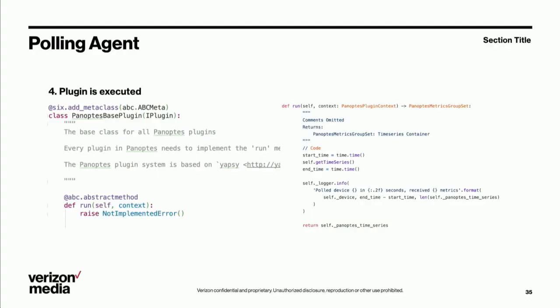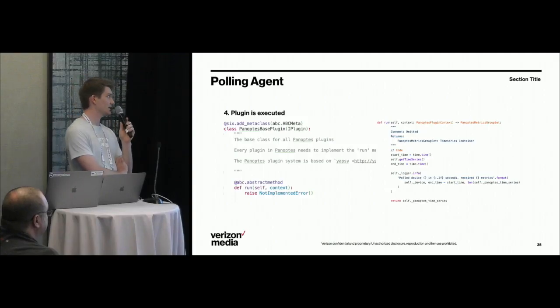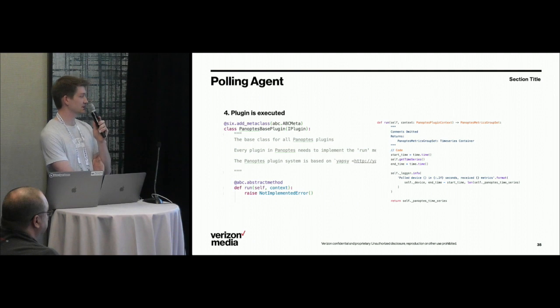So next thing that happens, it checks to make sure that the plugin is able to be executed. So it checks the last execution time and makes sure that the execution frequency has passed. So 60 seconds, it makes sure that at least 60 seconds has passed since the plugin was last executed, and then it acquires the lock. And then what it does next is it calls the run method.